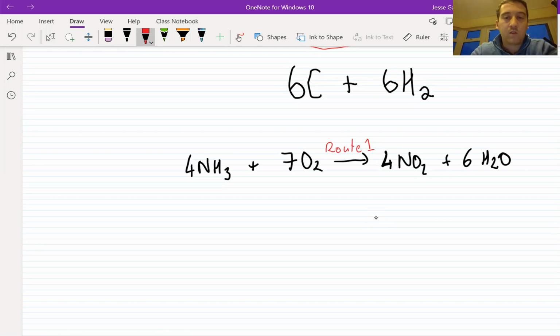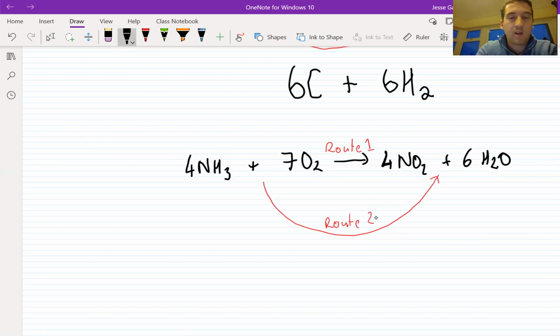Okay, so for route 2, this is what you should have done. We draw an arrow connecting route 1 and route 2. This is route 2 like this. And let's write down the elements that are in here. Well, first of all, we've got the element nitrogen, and nitrogen is a diatomic, N2.